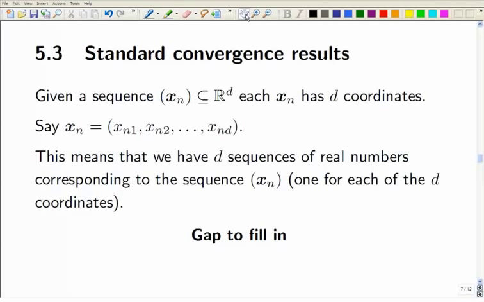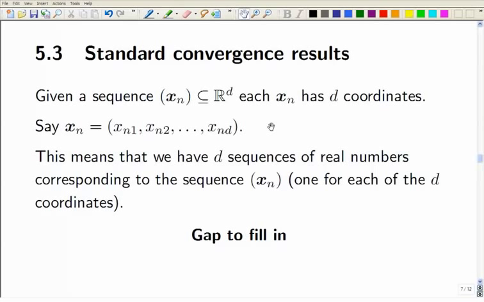So, suppose you've got a sequence in R^d. Well, that's a sequence of vectors. Vectors in R^d have got d coordinates, so we might need some notation for what's going on. Let's use this notation, as good as any other. The nth vector, x_n, has got coordinates x_n1, x_n2, up to x_nd.